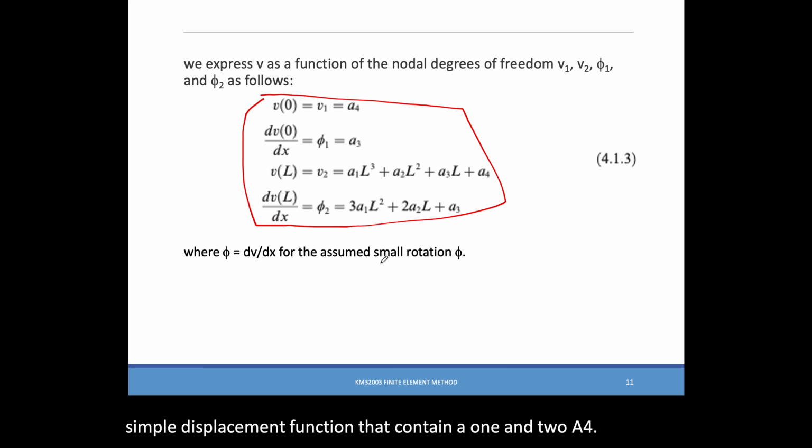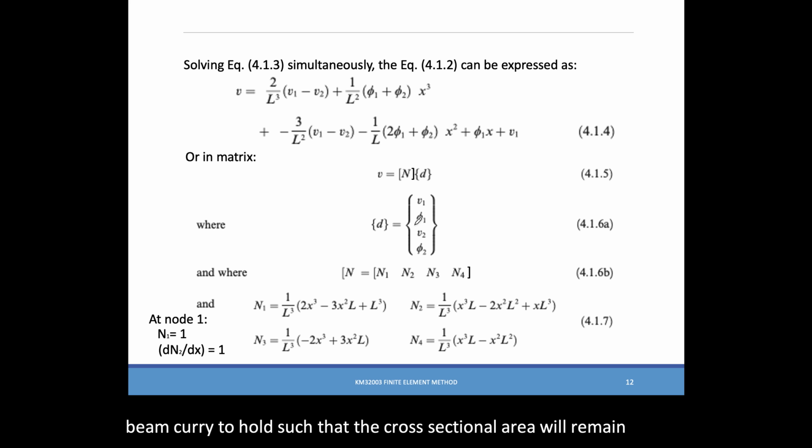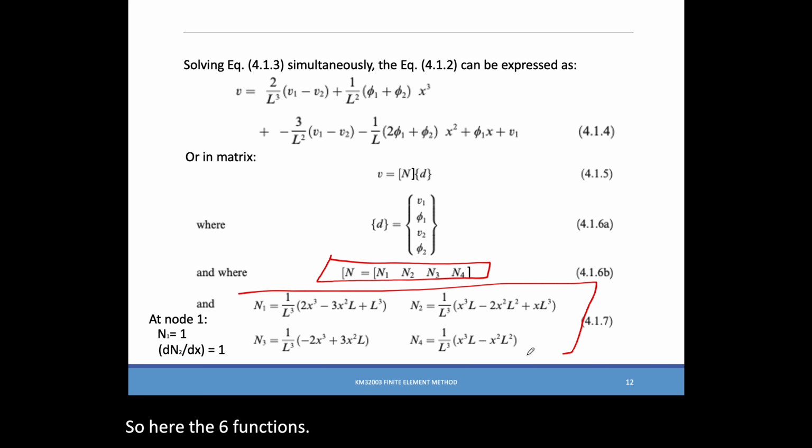Here we will always assume a small rotation angle in order for the beam theory to hold, such that the cross-sectional area will remain constant. So our objective, again, from the displacement function, is to find the shape functions, okay. Here the shape functions obtained are given as such.